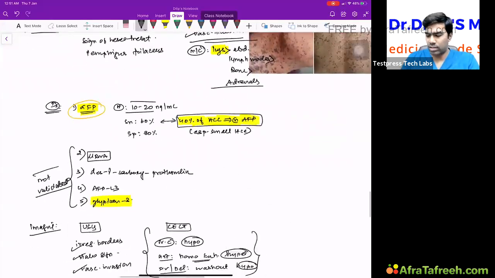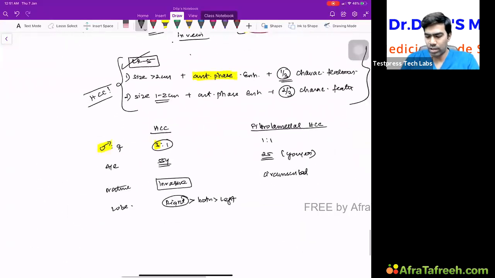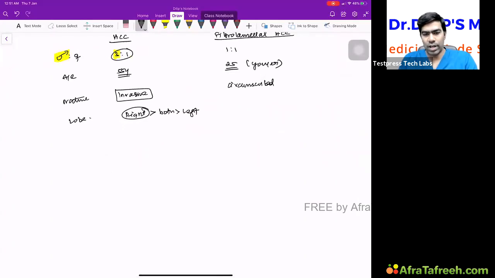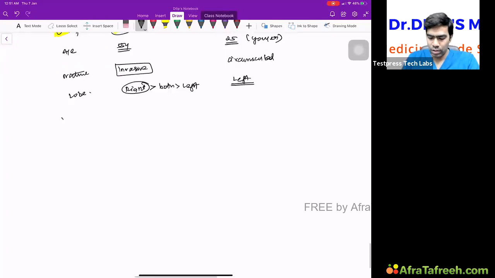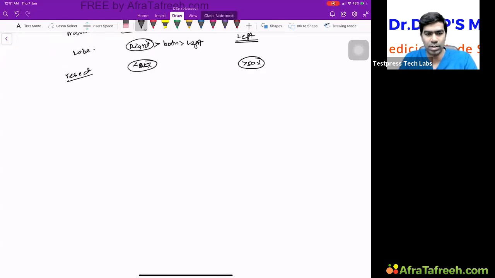The right lobe is the one more commonly going to harbor a hepatocellular cancer, whereas the fibrolamellar type is more commonly in the left lobe compared to the right lobe. Resectability, whether we can resect these tumors or not: because fibrolamellar is more circumscribed, resectability is higher. Because HCC is not circumscribed and is more invasive in nature, it is less resectable. Less than 20% of the tumors will be resectable.